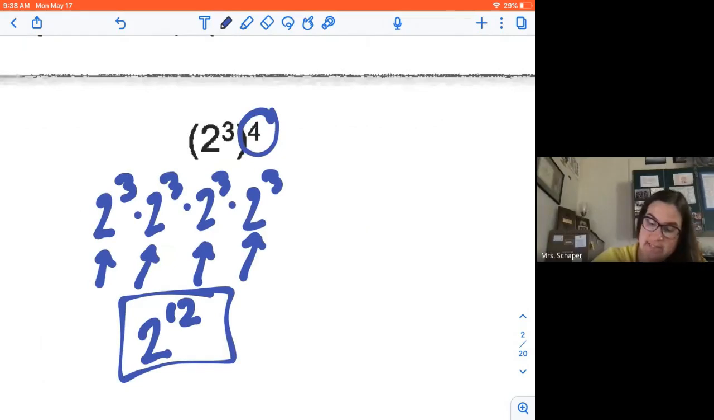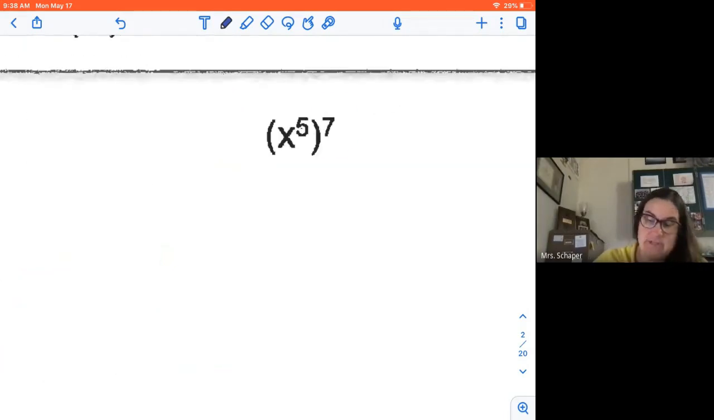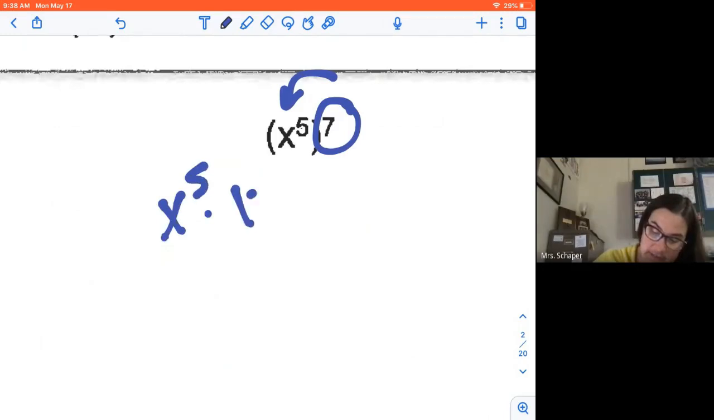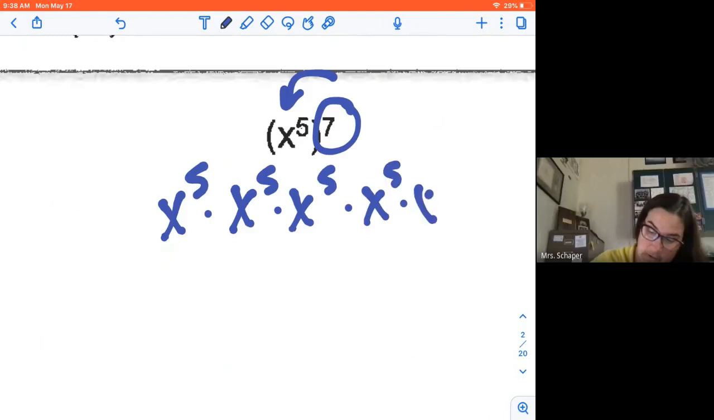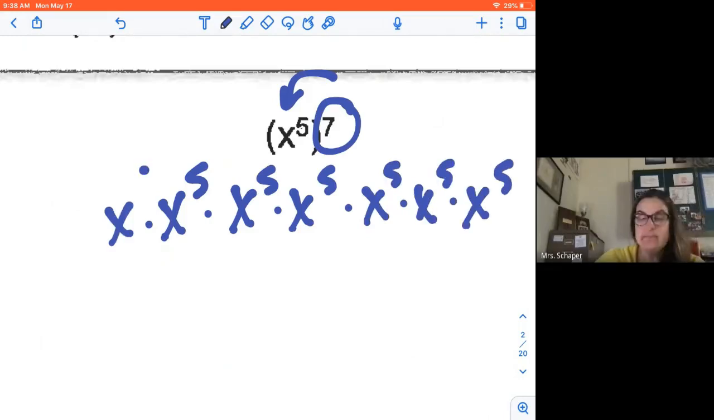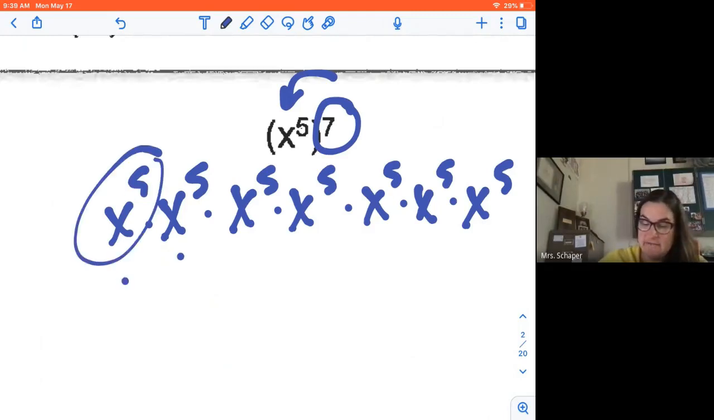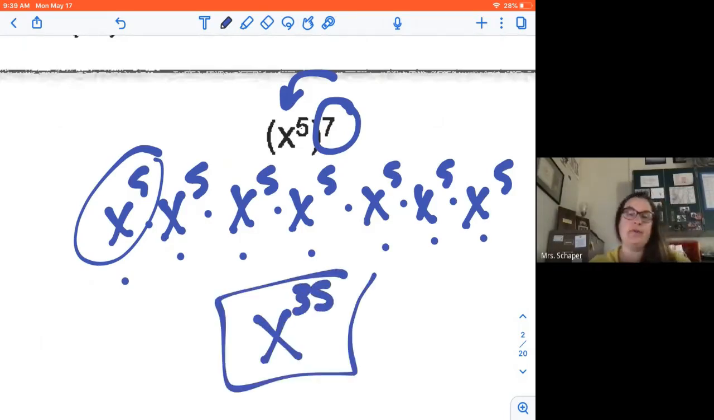Again, this outer exponent tells you how many times you're taking the inner part. So this means x to the fifth, 7 times. All right. So if each of these represents 5 x's, 5, 10, 15, 20, 25, 30, 35, it means I have a total of 35 x's.